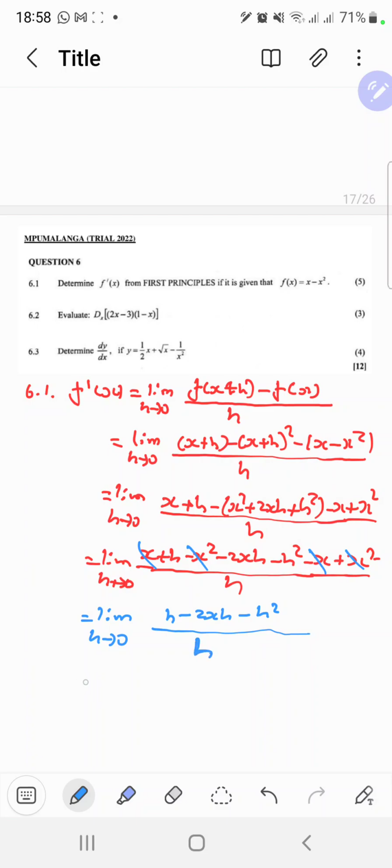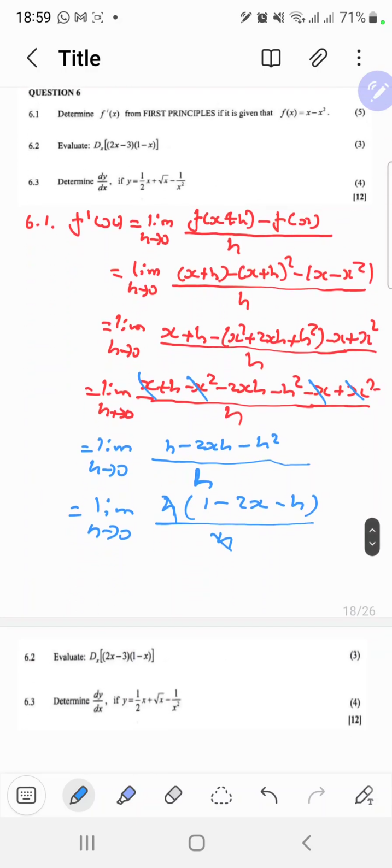Okay, now we can take the common factor, the limit as h tends to 0 of h times (1 minus 2x minus h) all over h. Now these terms start to cancel each other, and that ends like this. So this time we drop the limit, so it's going to be 1 minus 2x minus 0, which is going to be 1 minus 2x.